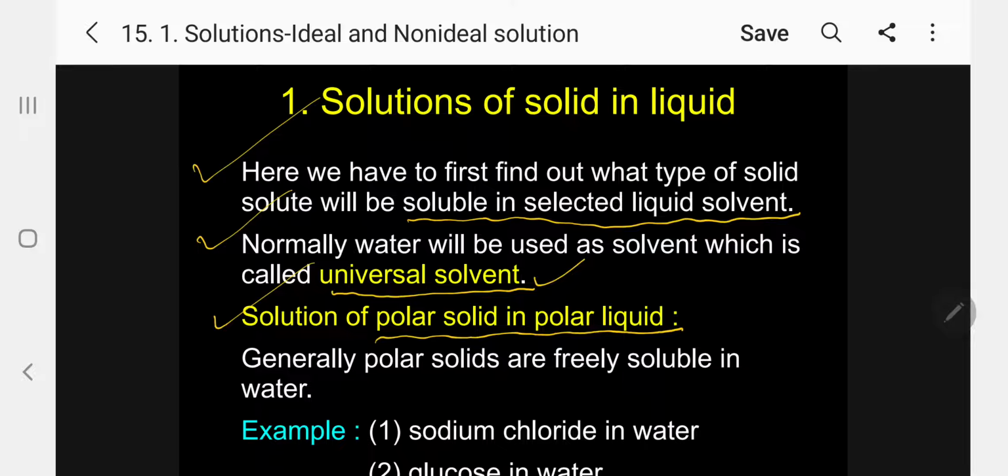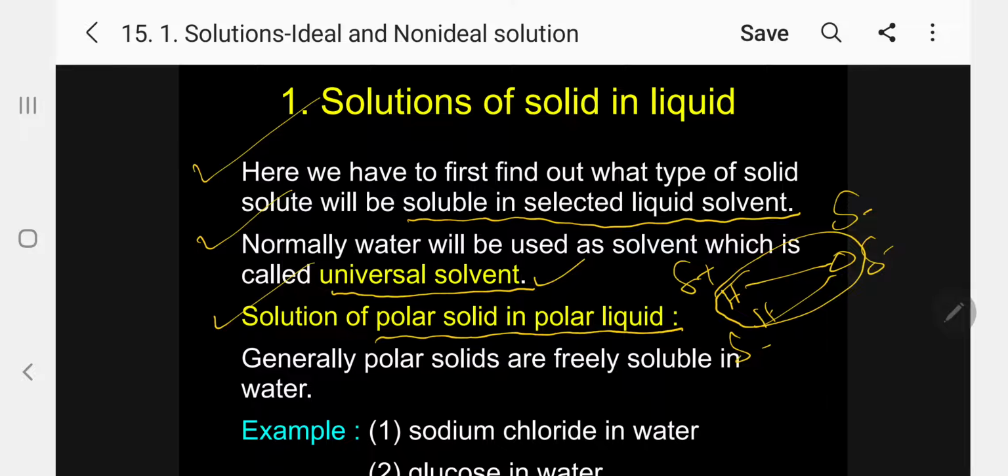So first let me take the solution of a polar solid in a polar liquid. What is meant by polar? Polar can be measured by the dielectric constant. Dielectric constant is a physical property; if it is high, it is polar. For example, water. I can write the structure of water in the form of a V shape. Here will be positive, positive. Here is negative, negative. Kindly follow. So it's a dipole. So it is polar. Water is a polar liquid.